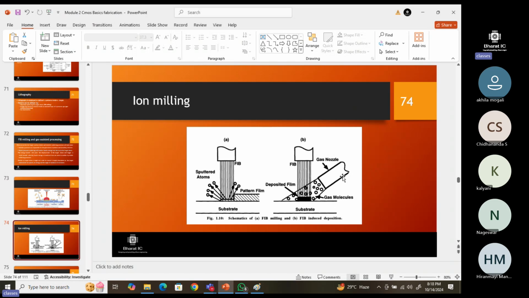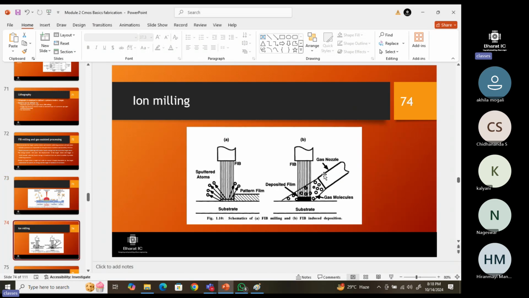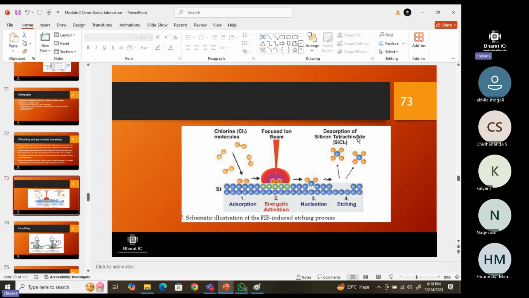It is putting the gas molecule here, and this is chlorine gas, not chlorine liquid. Chlorine gas molecules are falling here. Then this fabrication is happening, the pattern is getting etched, and the output chemical formed is silicon tetrachloride, SiCl4.